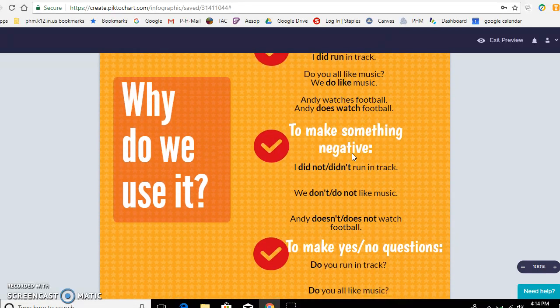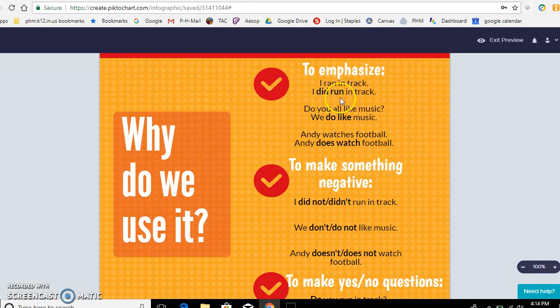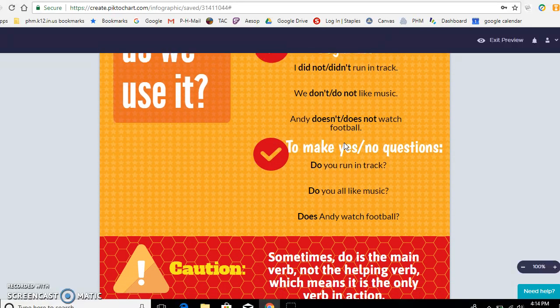The second reason why we use do is to make something negative. Obviously, that does go along with not, and they could probably pick that pattern out as well. But instead of I did run in track, it's I did not run in track, or I didn't. I show the contractions here too. We don't like music, or we do not. Andy doesn't, or does not, watch football. So instead of calling it negation, I put it down to an easier level: to make something negative.